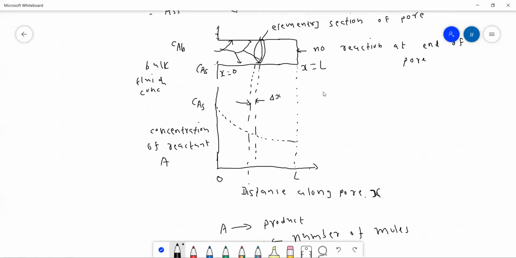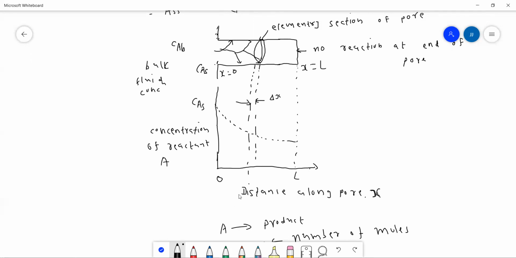And at the end, no reaction takes place, right? So we can say at x is equal to L, we have dCA by dx is equal to 0, because no reaction takes place. So there is no change in concentration along the length. Here dCA by dx is equal to 0.